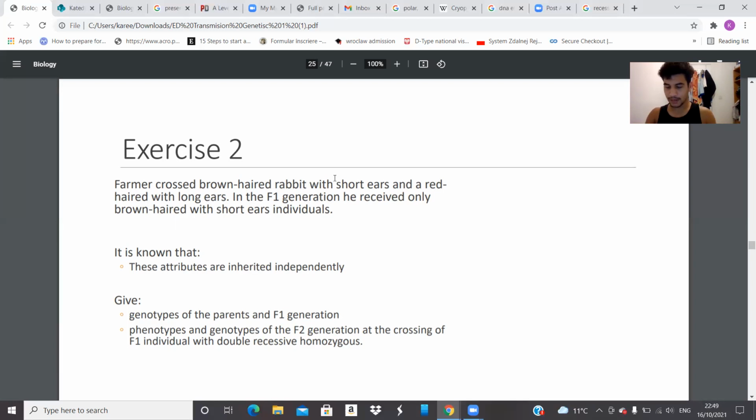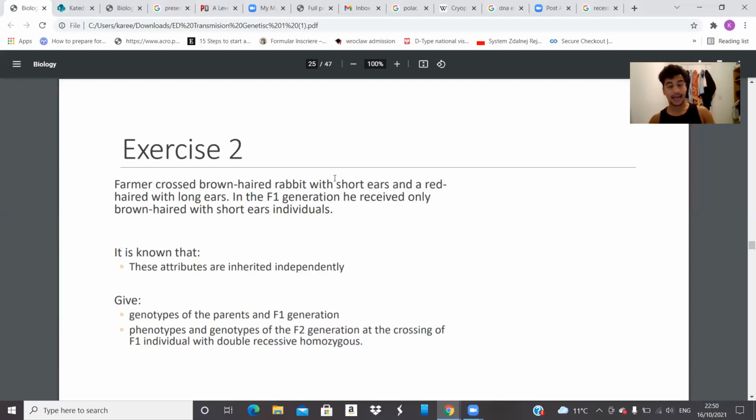So the genotypes of the parents are going to be as follows. And the F1 generation are all going to be heterozygous. Parents, that's the first generation.